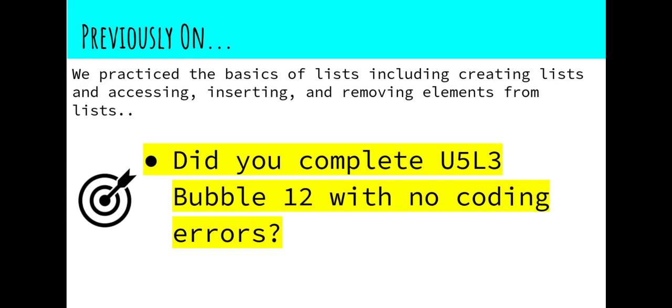In the previous lesson, we debugged lists and identified indexes of substrings. Before we begin, make sure you completed Unit 5, Lesson 3, Bubble 12 with functioning code. Today's lesson will be making list programming in code.org, Unit 5, Lesson 4, List Make.